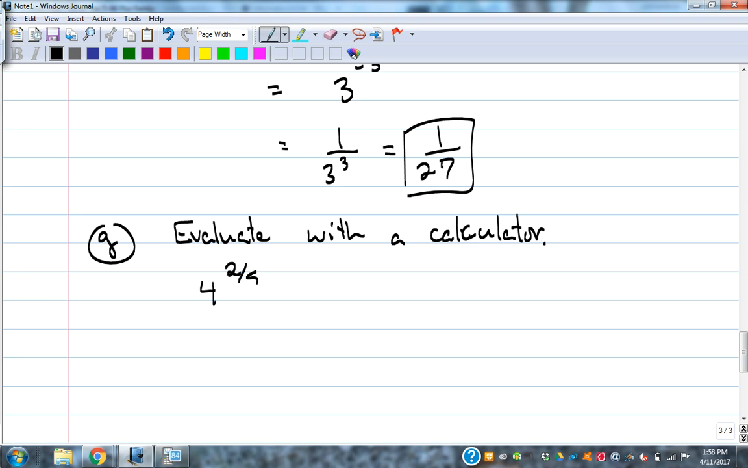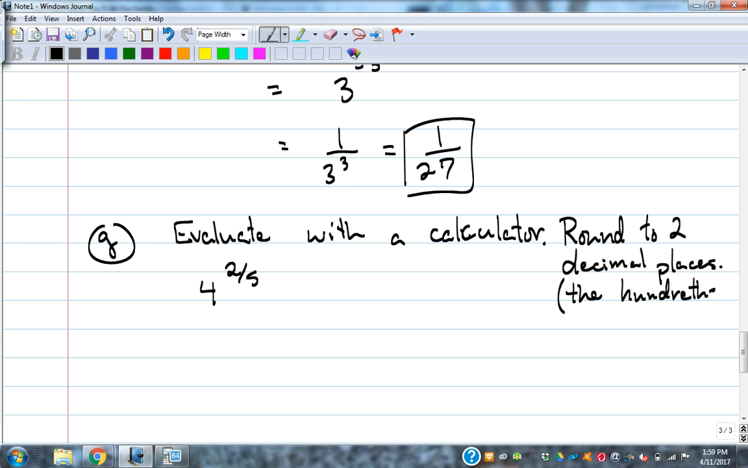4 to the 2/5. And let's round. I'll tell you what to round to on the quiz and test. Round to 2 decimals. If we want to get technical, 2 decimal places would be the hundredths position. So we are getting a decimal approximation.